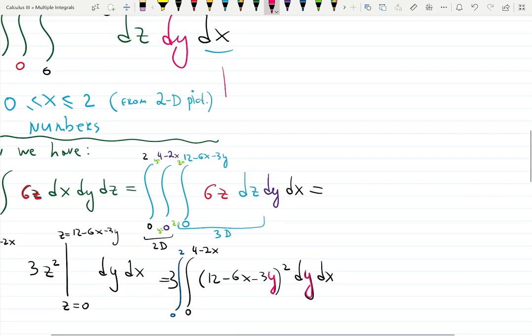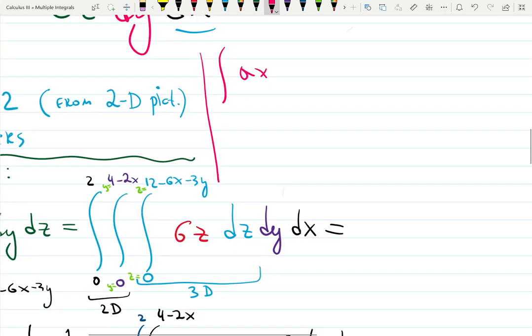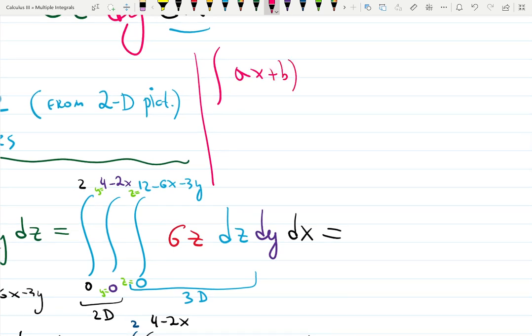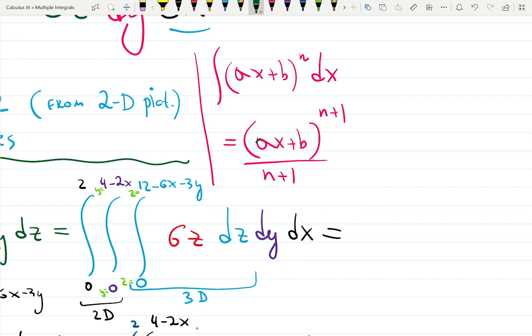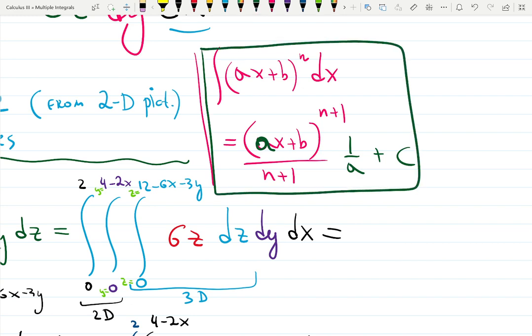A shortcut, again, one of my amazing shortcuts. The integral of ax plus b raised to the n only works with linear ax plus b, dx. The shortcut says: raised to the n plus 1, divide over n plus 1, copy ax plus b, and then divide by the leading coefficient, 1 over a, plus c. That's a shortcut of the u substitution.